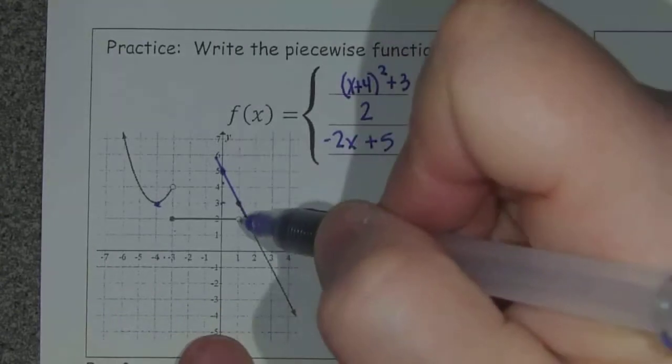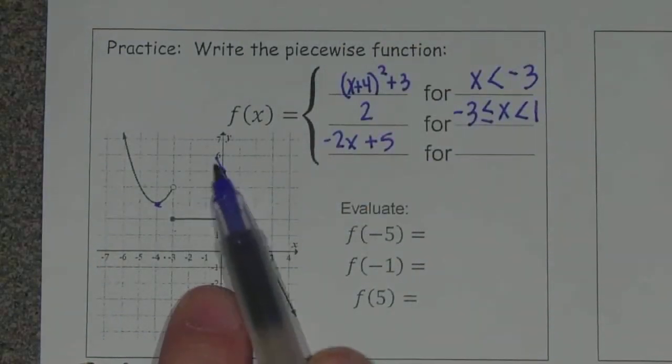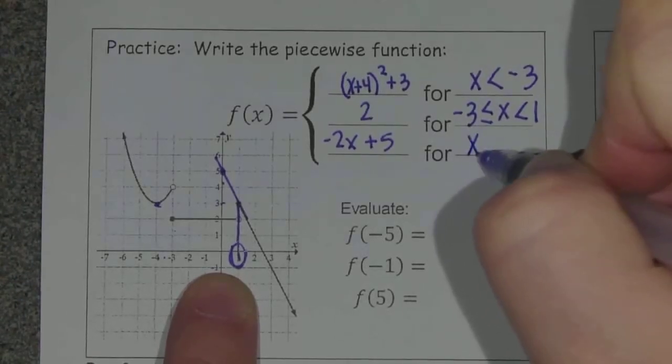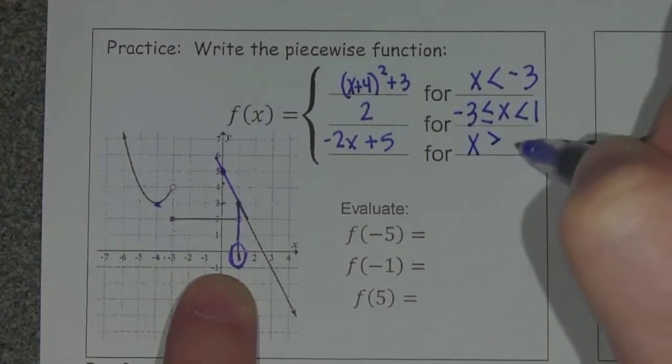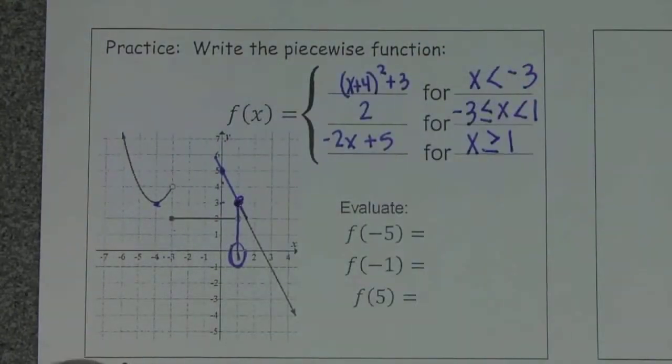Now, because I extended that, I have to be really careful with where I'm doing my restrictions, right? Because I extended that out on my own. My restrictions actually started at 1 and went everything to the right of that. So my restrictions are x is greater than or equal to 1 because it was a solid dot right here at 1. Okay.